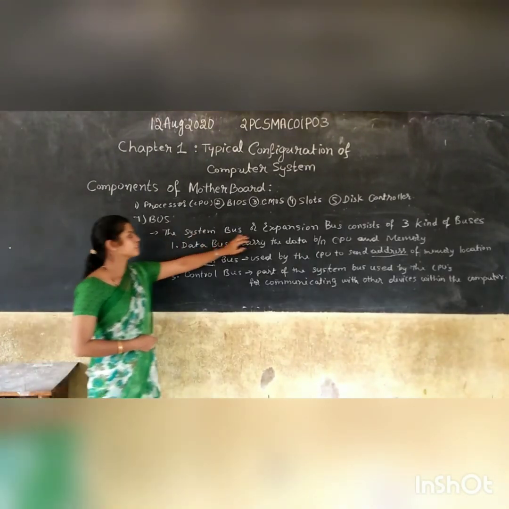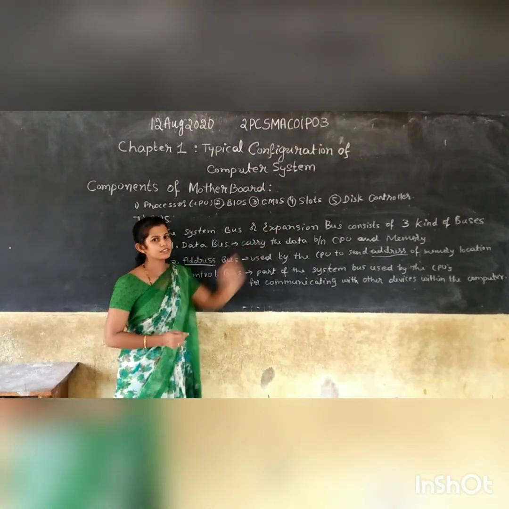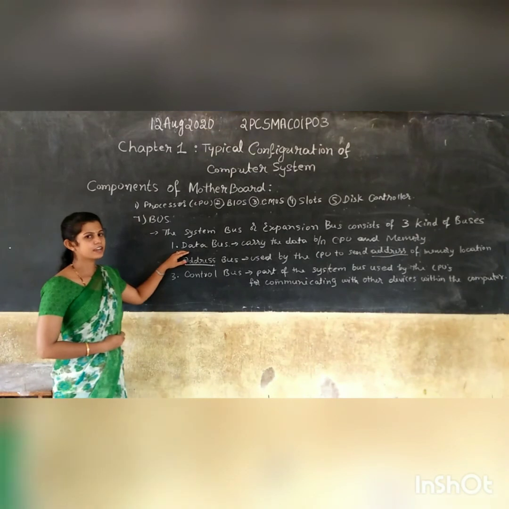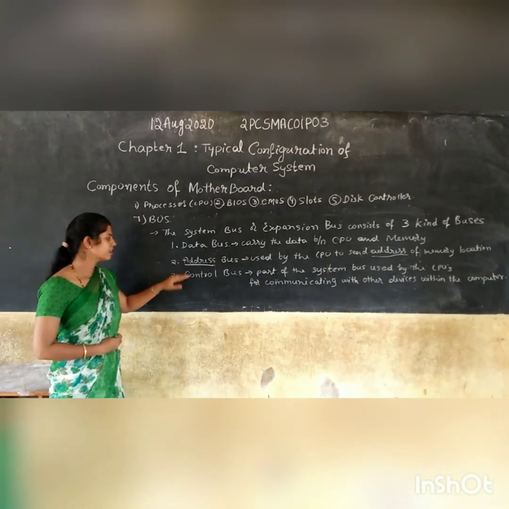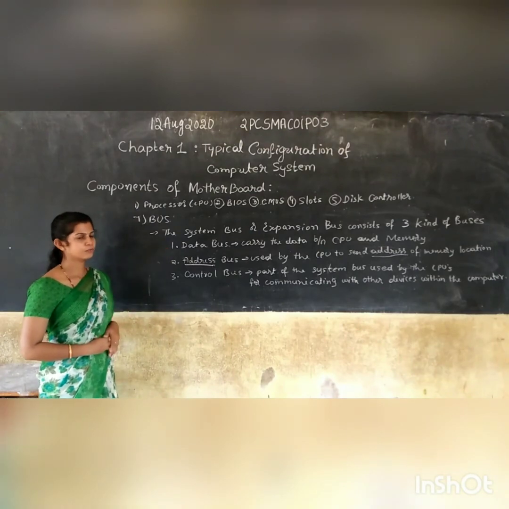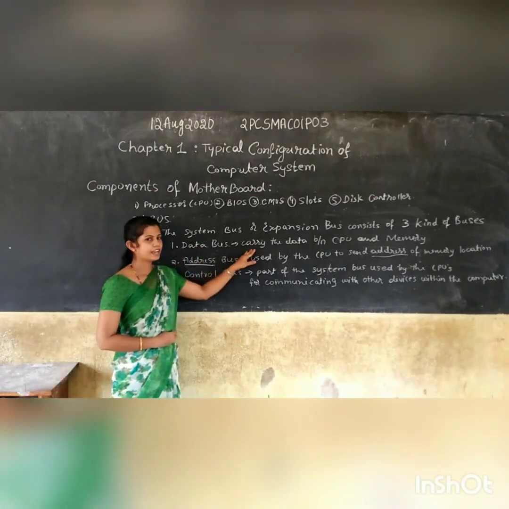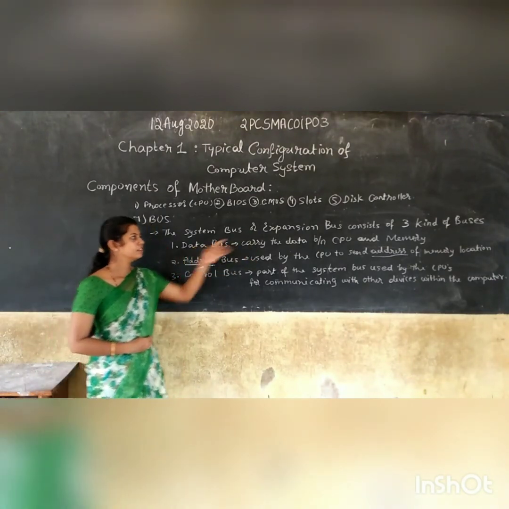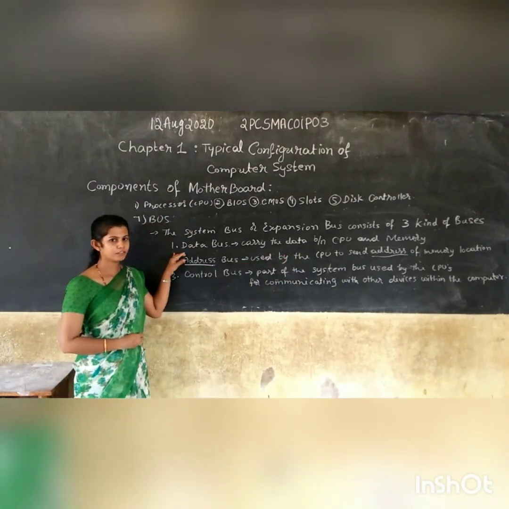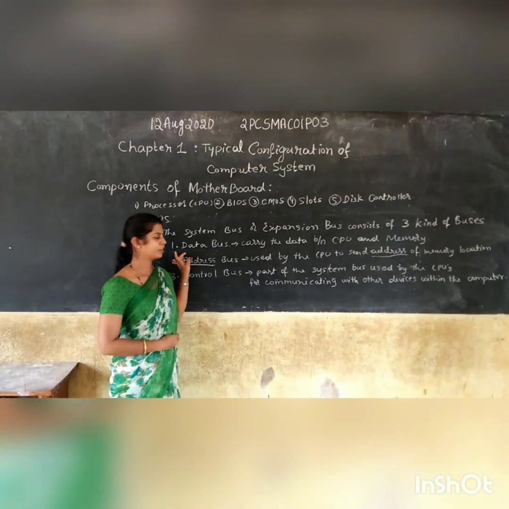The system bus consists of three kinds of buses. First one is data bus, address bus and control bus. Let's see what data bus will do. Data bus will carry the data between the CPU and memory.